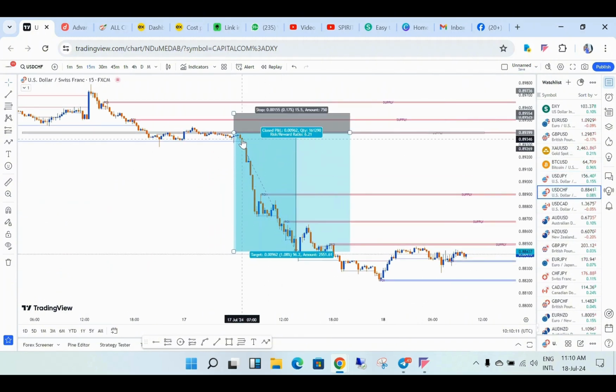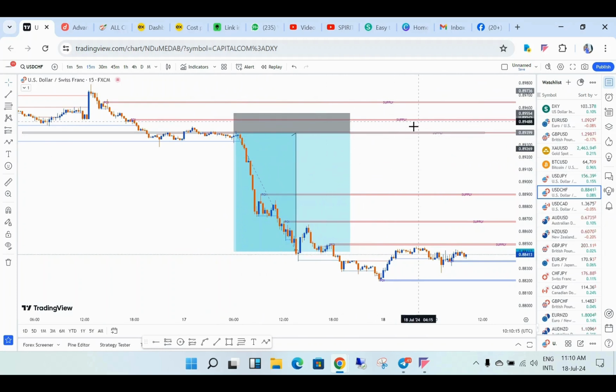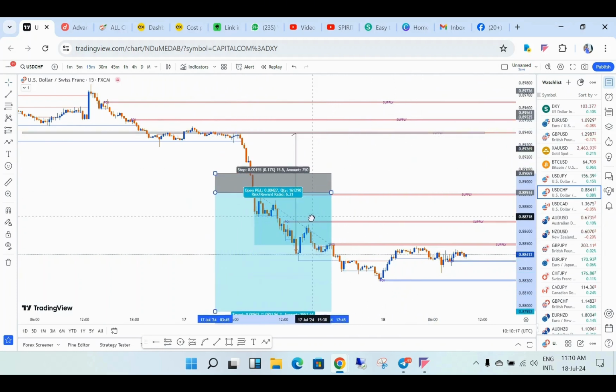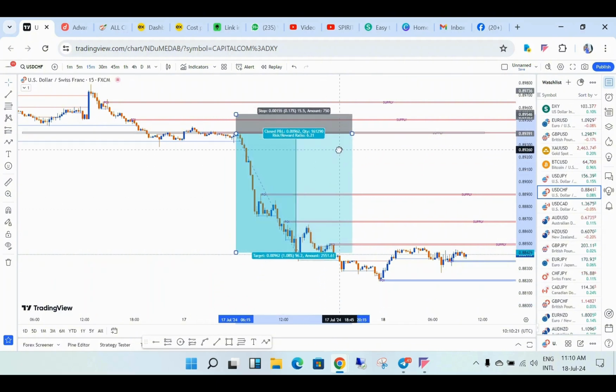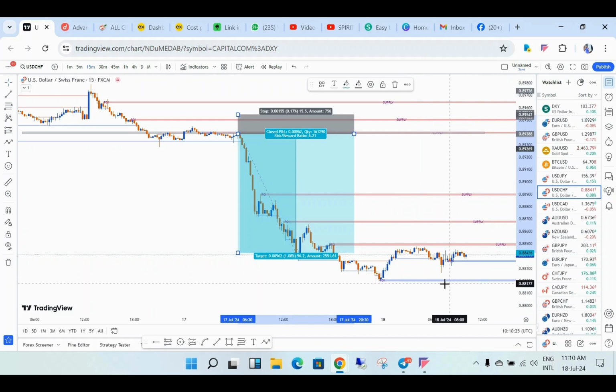What is this? Is this not a supply zone? Okay, let me remove this stuff here so that you can see that there was a supply zone here. All right. And we took the entry. And look at, we've already hit our take profit. These are just but a few.